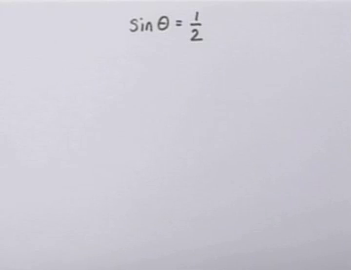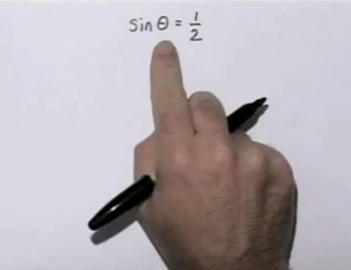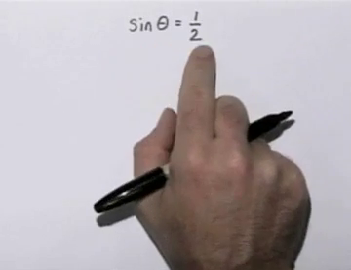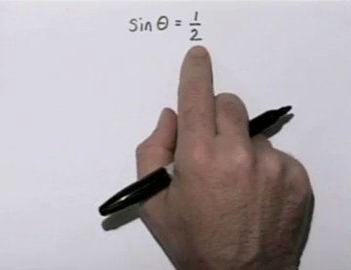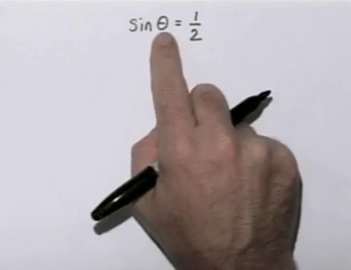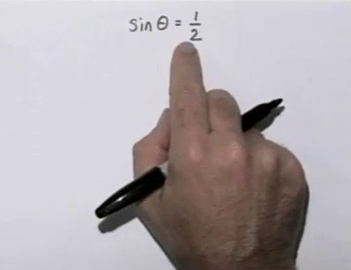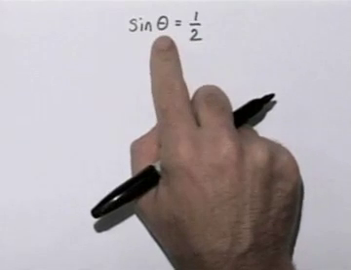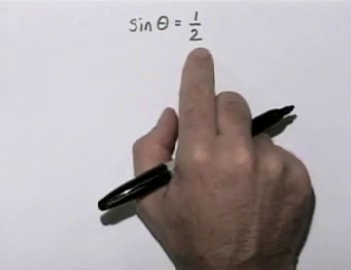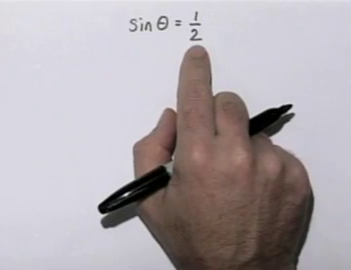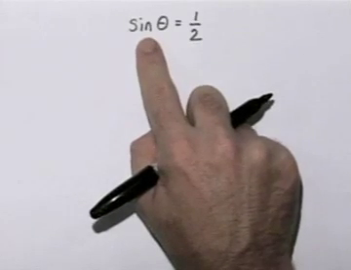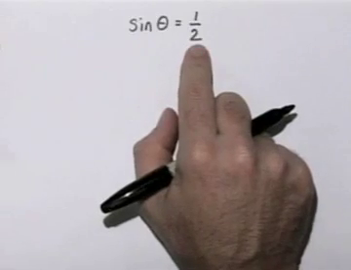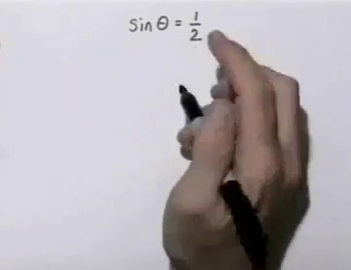In this problem, we want to find all angles theta such that the sine of theta equals 1/2. To do this, we first recognize that there are two angles theta in the interval 0 to 2 pi such that the sine of those angles equals 1/2. They're located in the first and second quadrants because the sine is positive in the first and second quadrants. Well, what are those angles?